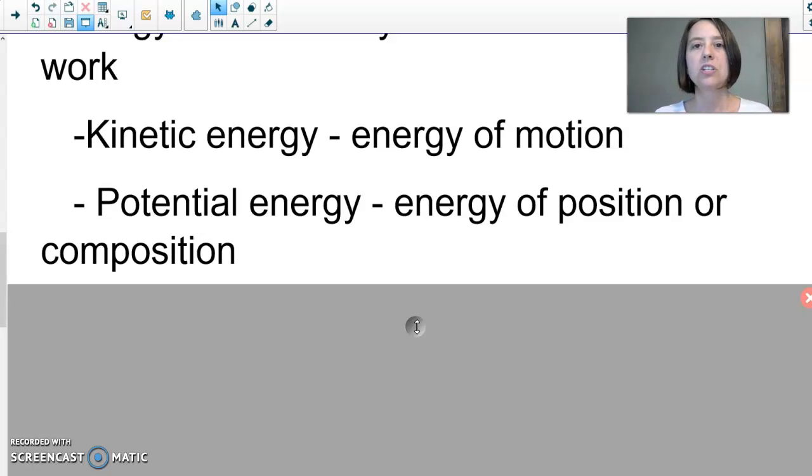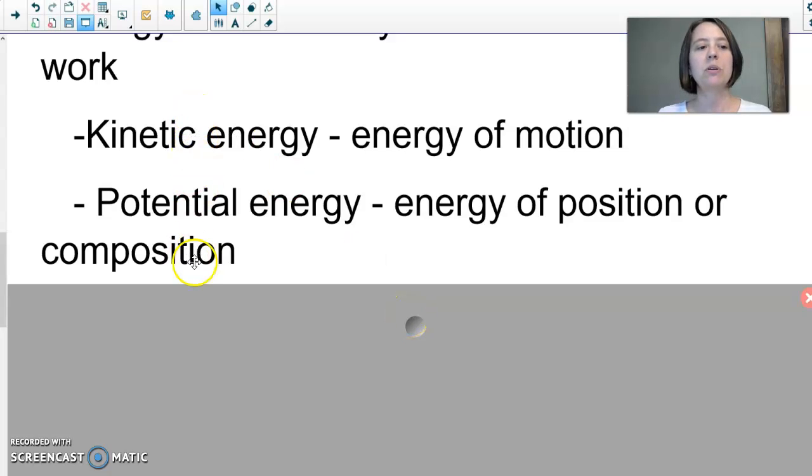The energy of composition has to do with the energy stored within the bonds. So let's talk about gasoline. That has a lot of energy stored in the bonds. And when you add a catalyst, like a spark or a flame, you will release those bonds and release the energy that was stored between the bonds. And you know that that can give off a lot of heat.